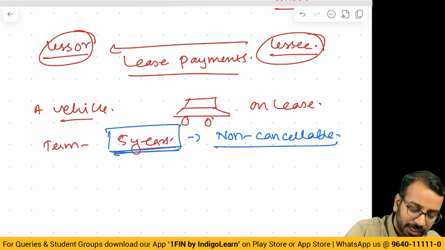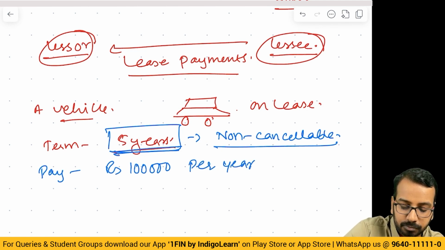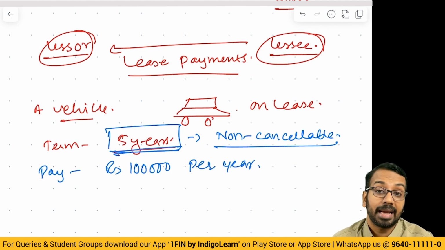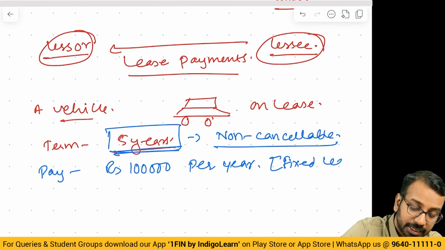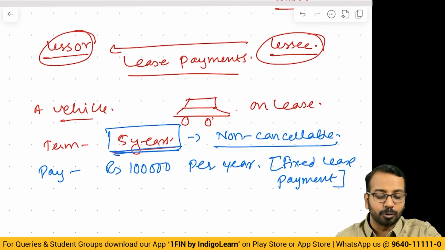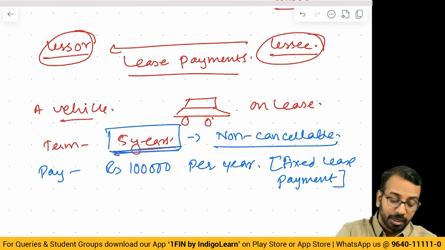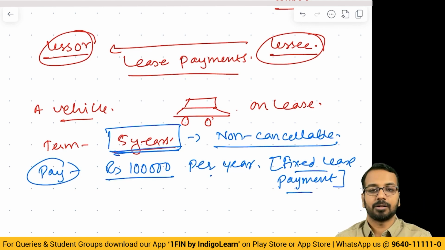Then what I have agreed is, I will pay rupees 1 lakh per year. This is called fixed lease payment that I am making to the lessor. Okay, so the lessee makes payment of 1 lakh per year, which is the fixed lease payment.